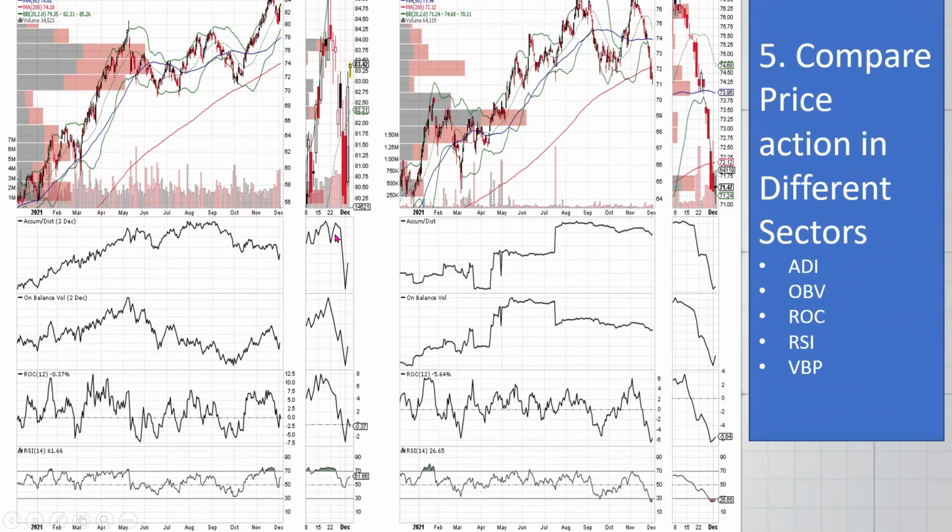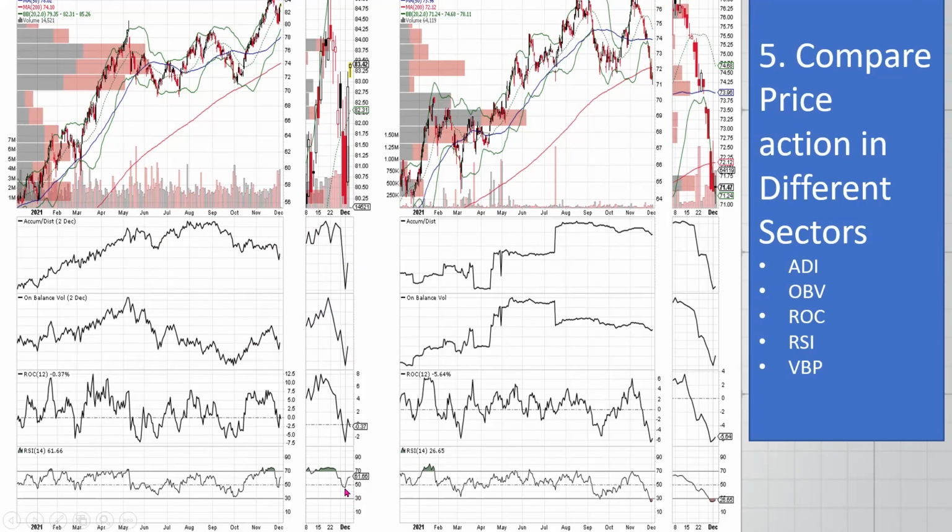Accumulation distribution is trying to turn up. It means that there's some short covering. On balance volume is not quite turning up yet, although it's in better shape. So that means that some people are selling, but some are holding on. So again, we're still trying to make up our mind.